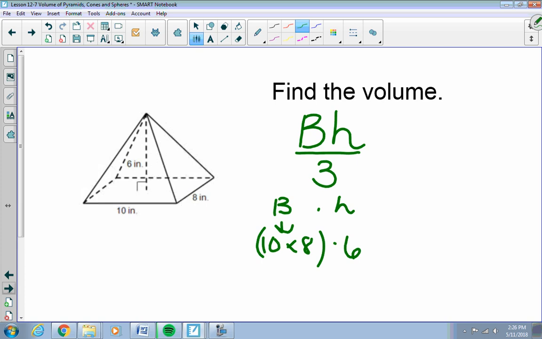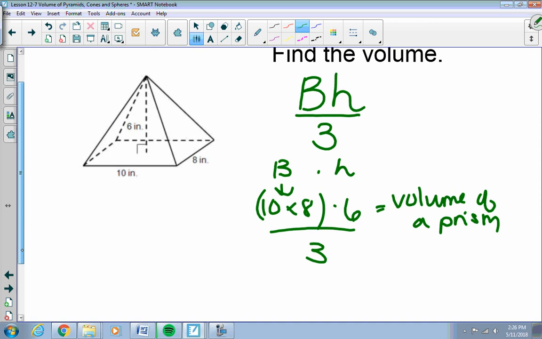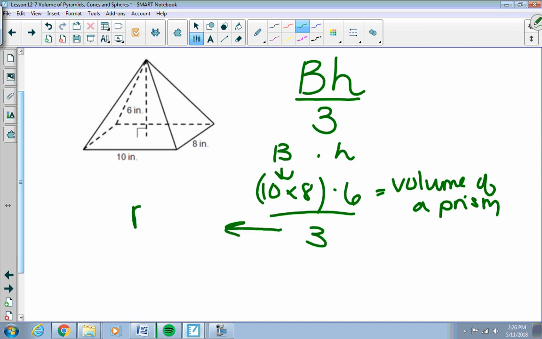And then when I come up with that, that's really technically the volume of a what? A prism, yep. And then dividing by 3 is going to give me what? The pyramid.